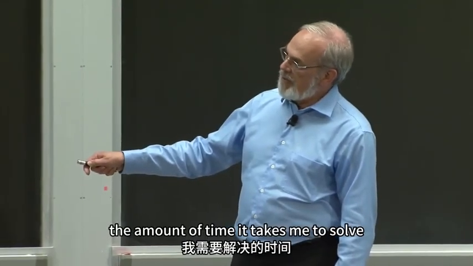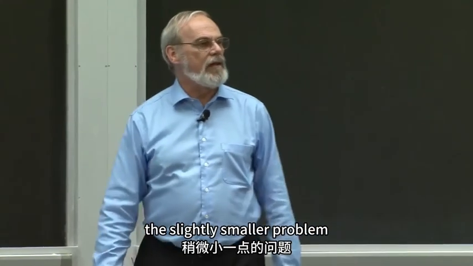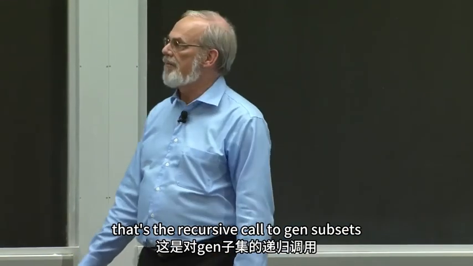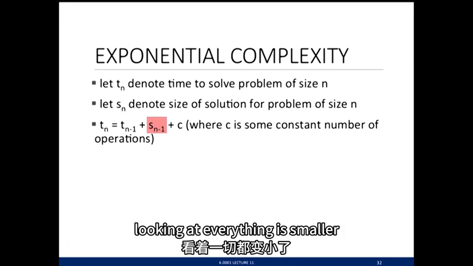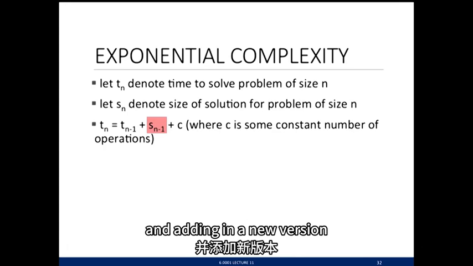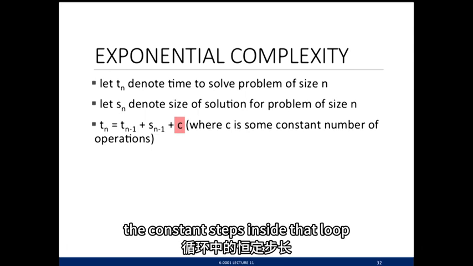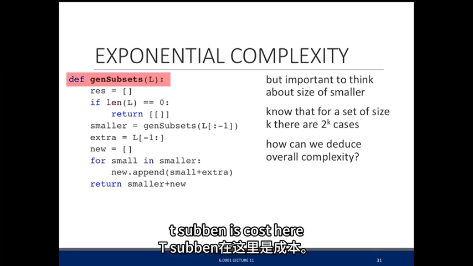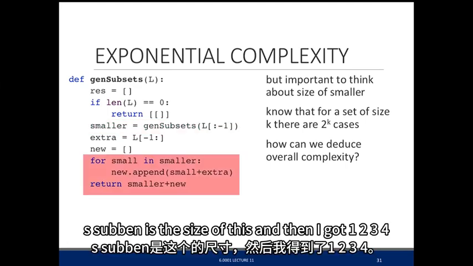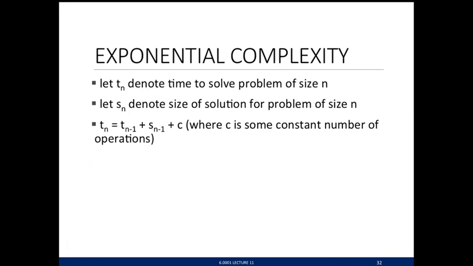The amount of time it takes me to solve the problem of size n is the amount of time it takes me to solve the slightly smaller problem. That's the recursive call to gen subsets. Plus the amount of time it takes me to run over that loop, looking at everything in smaller and adding in a new version. Plus some constant c, which is just the number of constant steps inside that loop. Again, if I go back to it, t sub n is the cost here, t sub n minus 1 is the cost there, S sub n is the size of this, and then I got 1, 2, 3, 4, 5 constant steps. So c is probably 5 in this case.